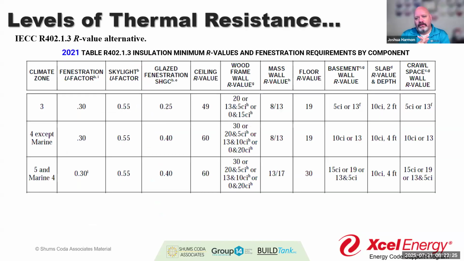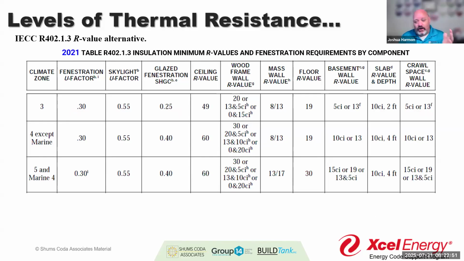And so we know that across the state, there are a wider range of climate zones. But when we think about the big three, as I like to call them, in most of New Mexico, we think about climate zones 3, 4, and 5, right? And so when we think about those, we see that those different assemblies are provided different minimum R values.